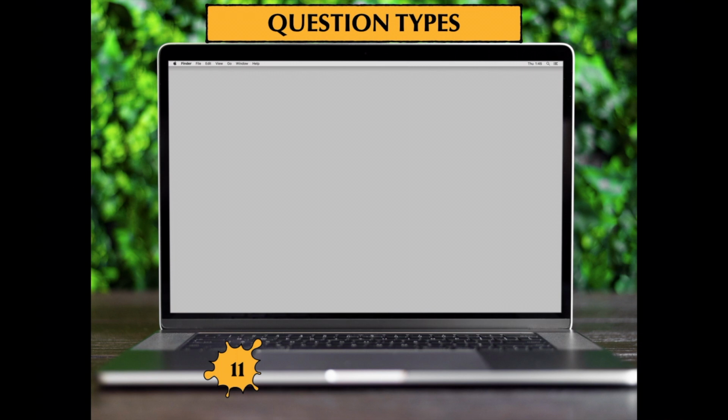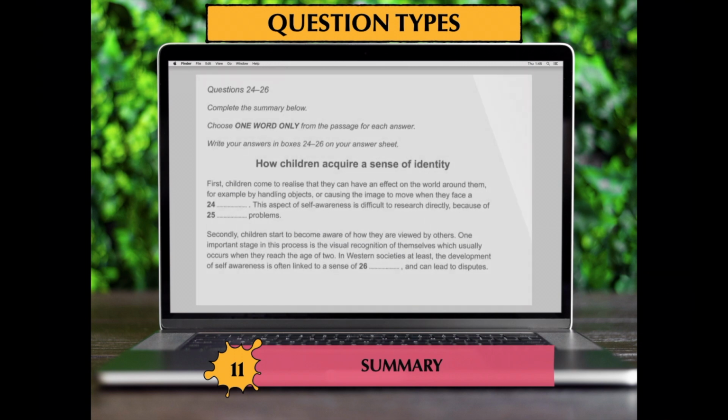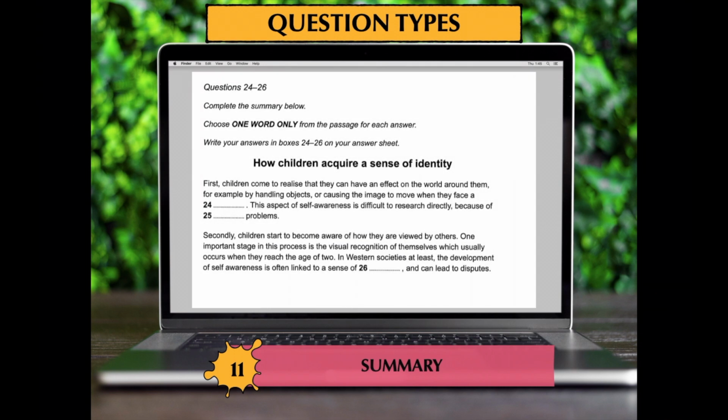Next, we have in the question type is the summary kind of question type. The summary is a little bit difficult for most of the people because it is a paraphrased form of the ending paragraph in the passage. The maximum paraphrasing will be found in the summary question type. So have a look.